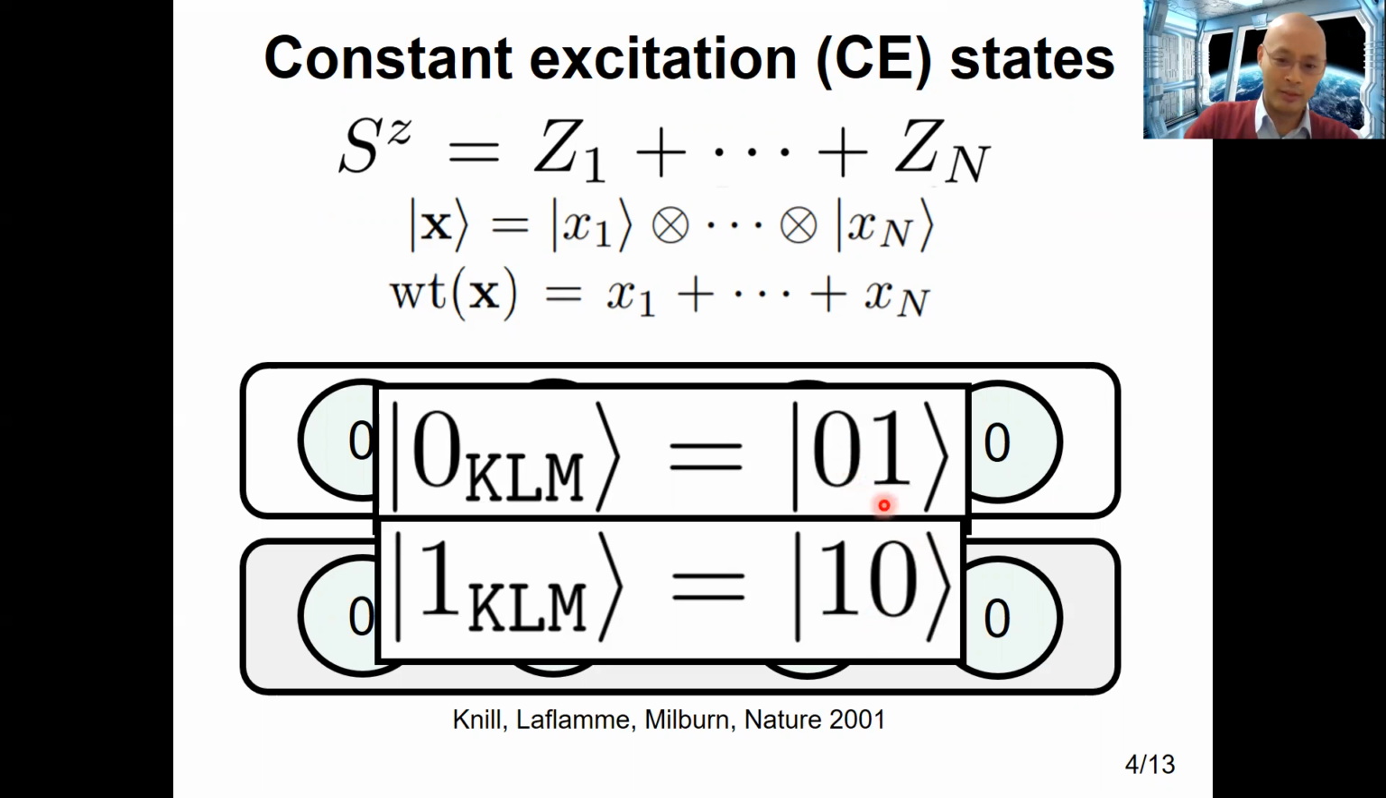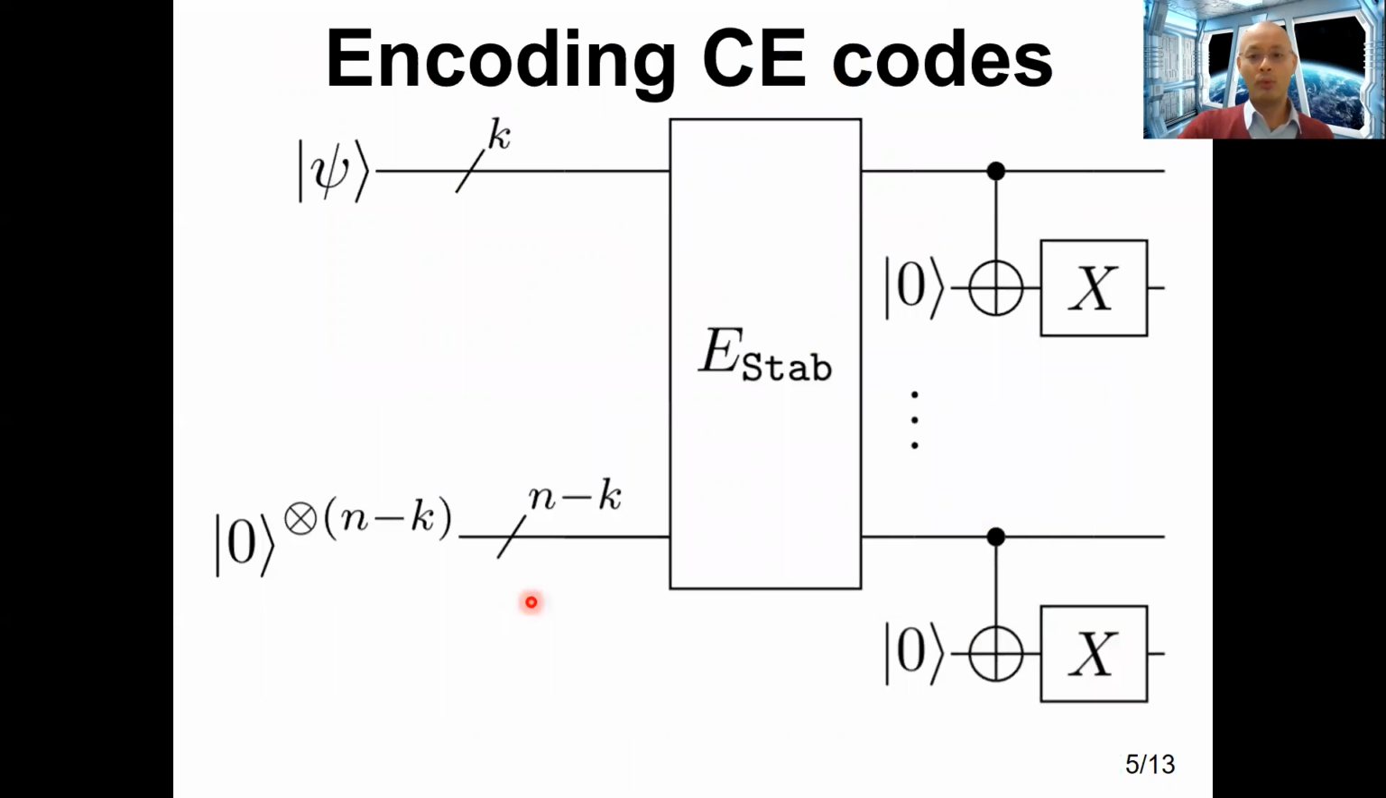There's only 1, 1. And these states were studied by Neil Laflamme and Milburn, but not in the context of quantum error correction. And hence, it is unsurprising that if you look at these logical code words and think of them as a quantum code, they correct no errors. The distance is 1. But this is not a problem because we can apply code concatenation.